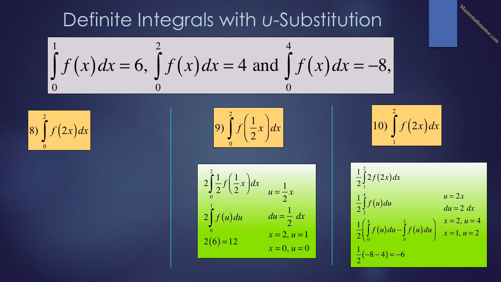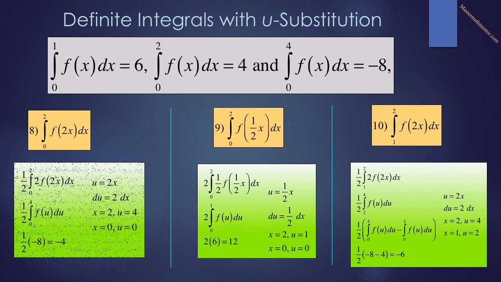integrals. We are told that the integral from 0 to 1 of f of x dx equals 6, the integral from 0 to 2 of f of x dx equals 4, and the integral from 0 to 4 of f of x dx is equal to negative 8. We are first asked for the integral from 0 to 2 of f of 2x dx. We do this with u-substitution.